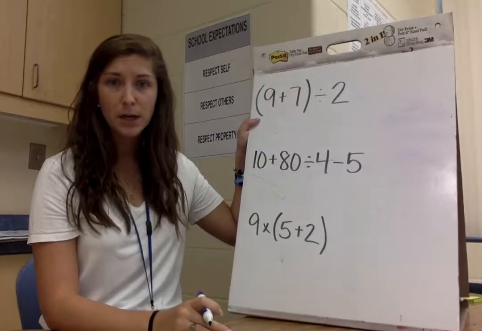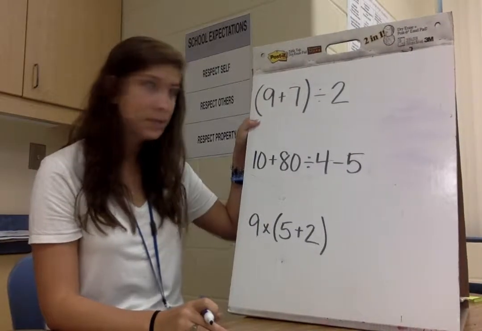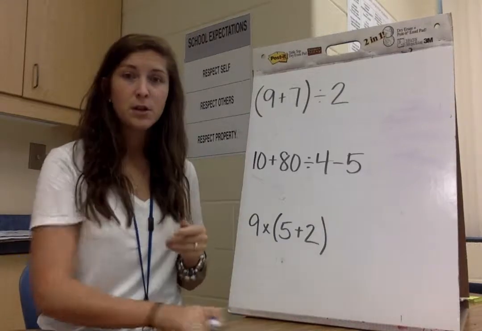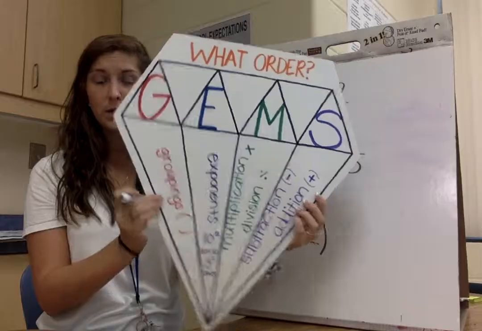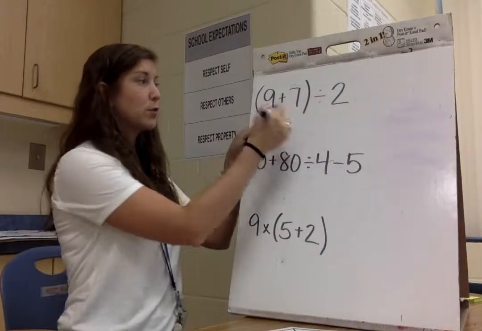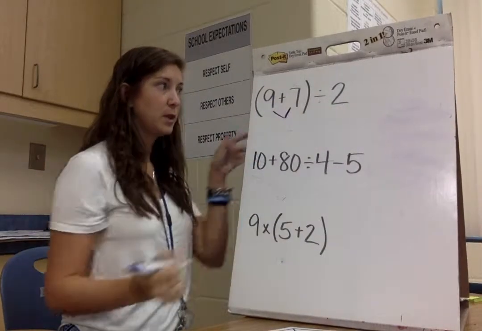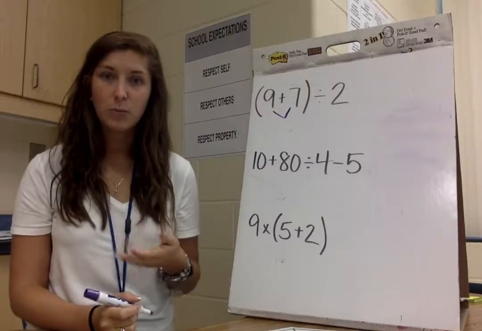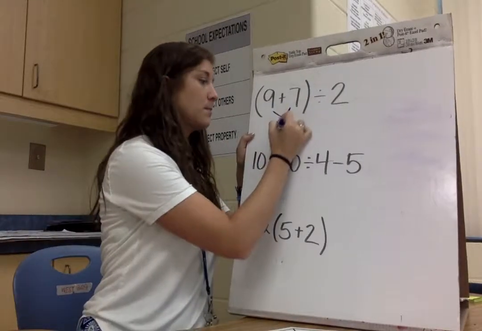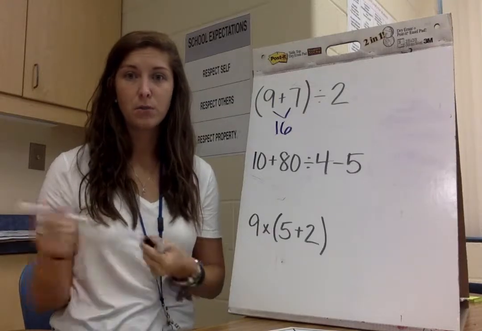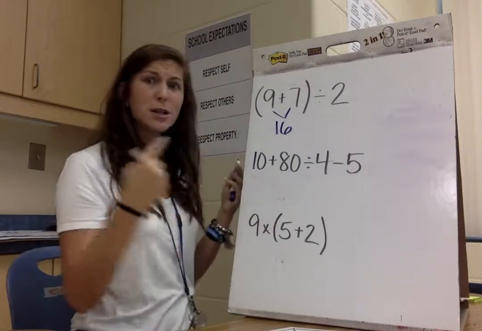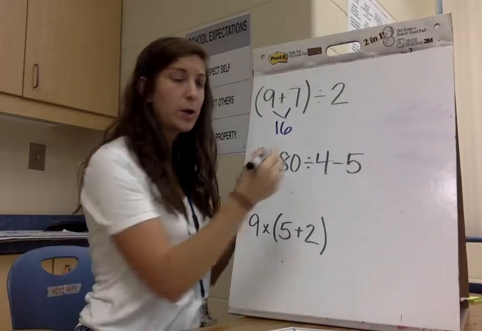Our first problem up here is 9 plus 7 in parentheses, and then divided by 2. So according to my GEMS, I'm looking for my groupings first. And I do have groupings in this problem. It's 9 plus 7, and we know that 9 plus 7 is 16. So I'm going to write that down here. And I'm always going to rewrite my problem. Always, always. It just helps me to stay focused, and it'll probably help you too.